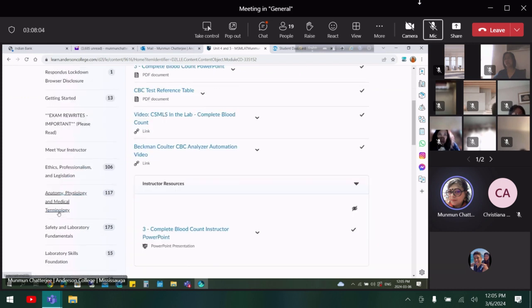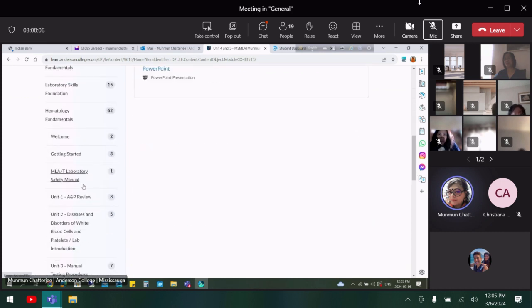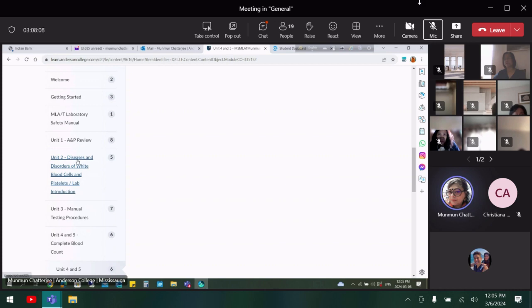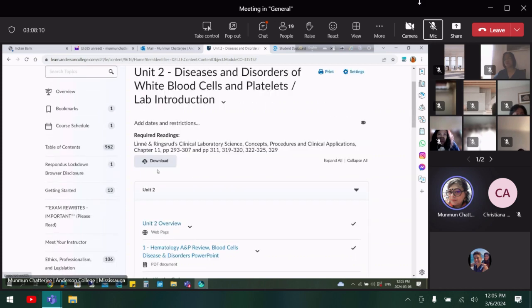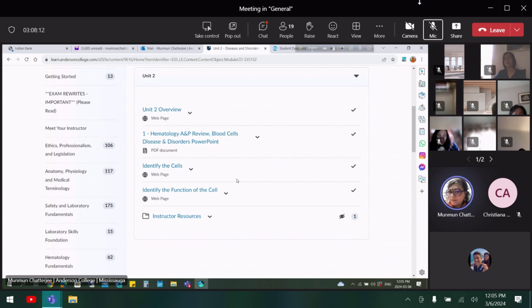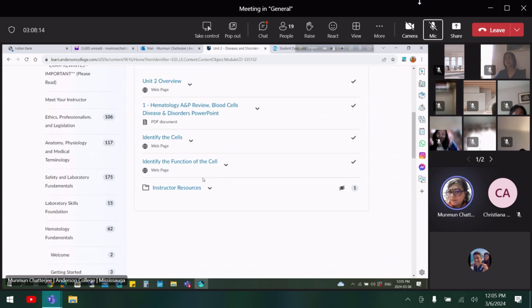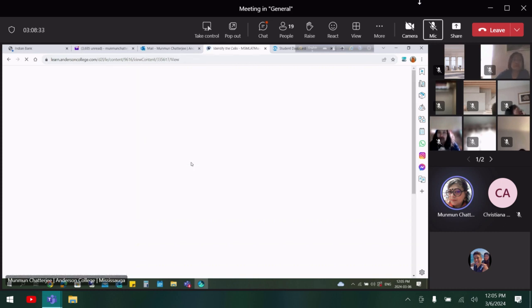We are at Unit 2. Identify cells. Function of the cell. You have to do the function of the cell web page, identify the cells. These are what you guys have to do, okay? We have already read this one, identify the cells. That is your web page. I showed you that you have to do that one.